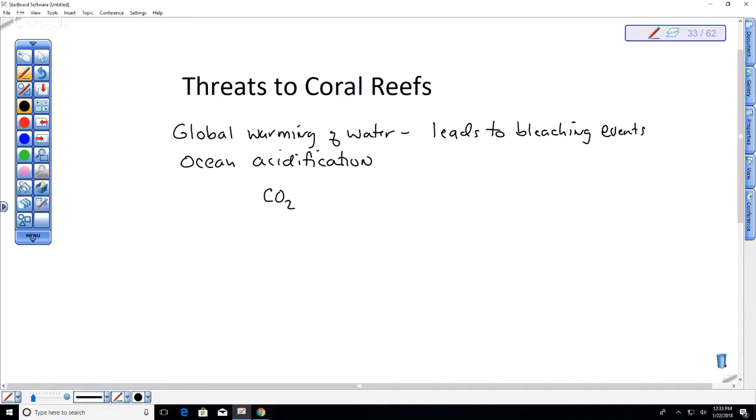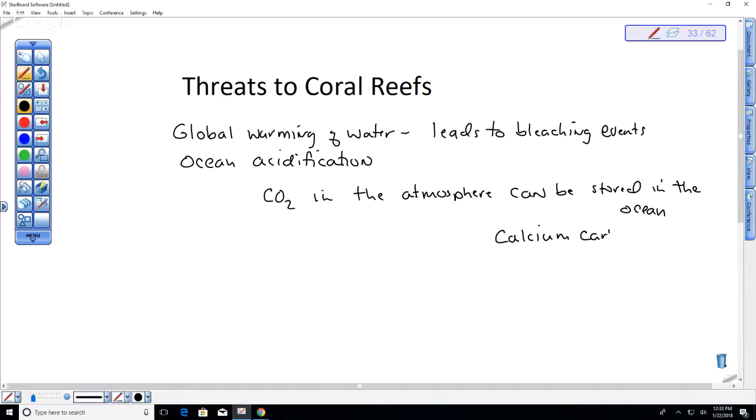So CO2 in the atmosphere can be stored in the ocean. Even the corals, when they produce their structure, it's calcium carbonate, right? Calcium carbonate is the shell or the skeleton of the coral. It's also what is found in limestone and marble. So when you go to deserts and there's a big mountain made of marble, you know that at one point in time had to have been a sea in which calcium carbonate was built by sea creatures and then deposited in that area.